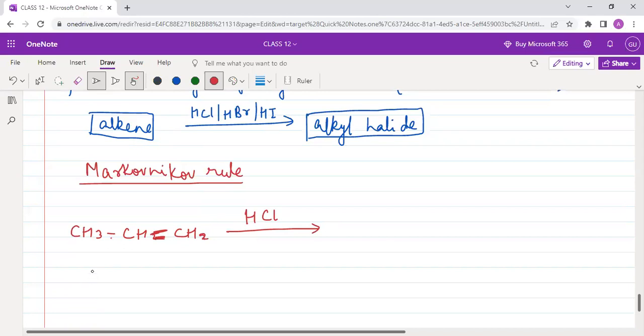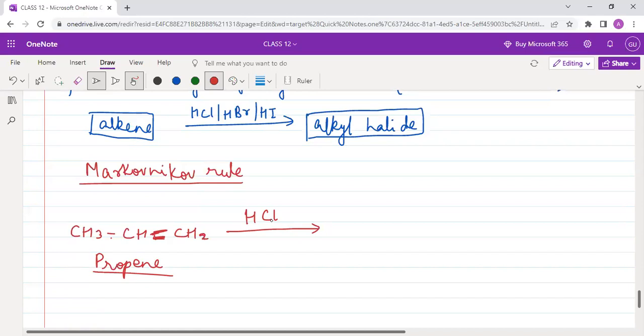See, it has 3 carbon atoms, so it will be prop. And it has a double bond, so it will be ene. So it is simply propene. Yes, so it is so simple.